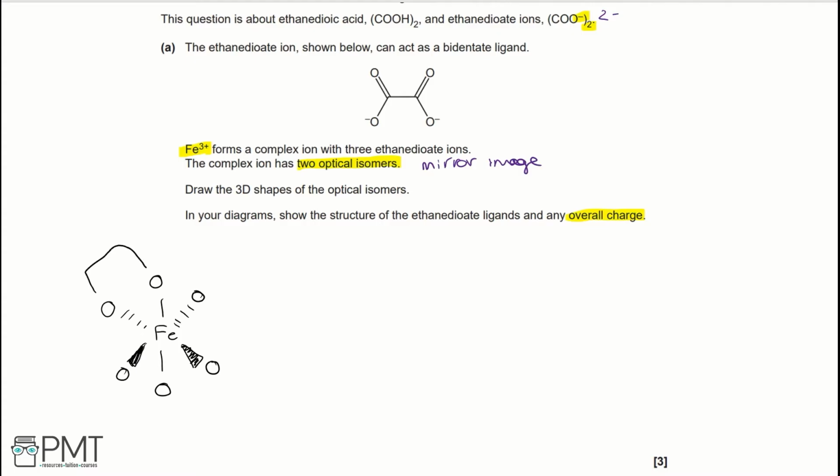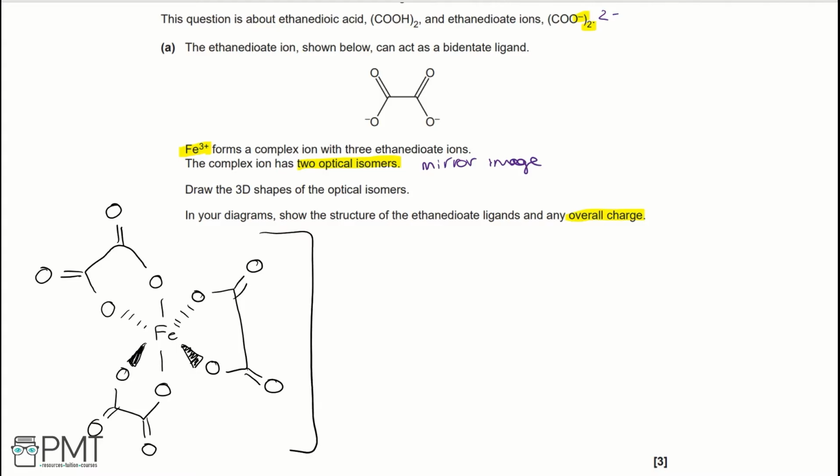So to start, we could have the ligand on the left and then going around the shape to complete it, making sure that when we draw our optical isomer, we have the mirror image. Next, we need to work out the overall charge, so square brackets, and we have Fe3+, and then 3 ligands with a 2- charge. Therefore, the overall charge would be 3-.